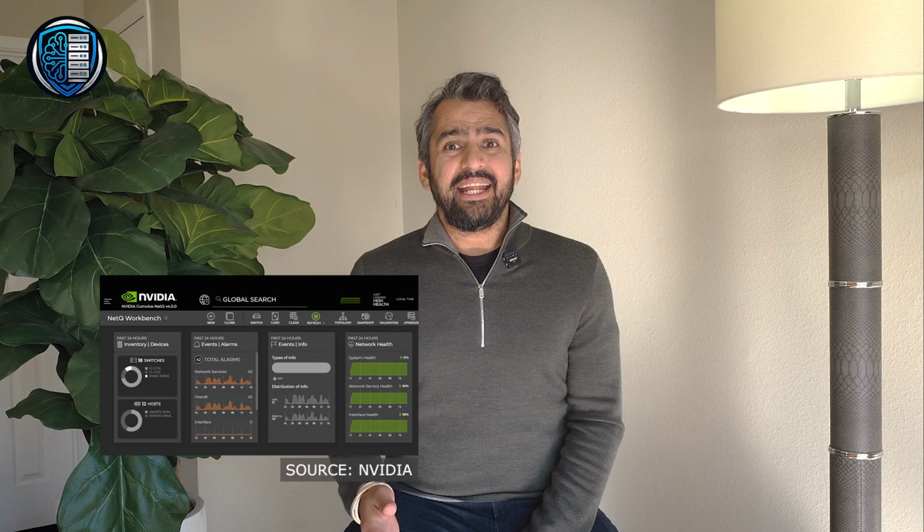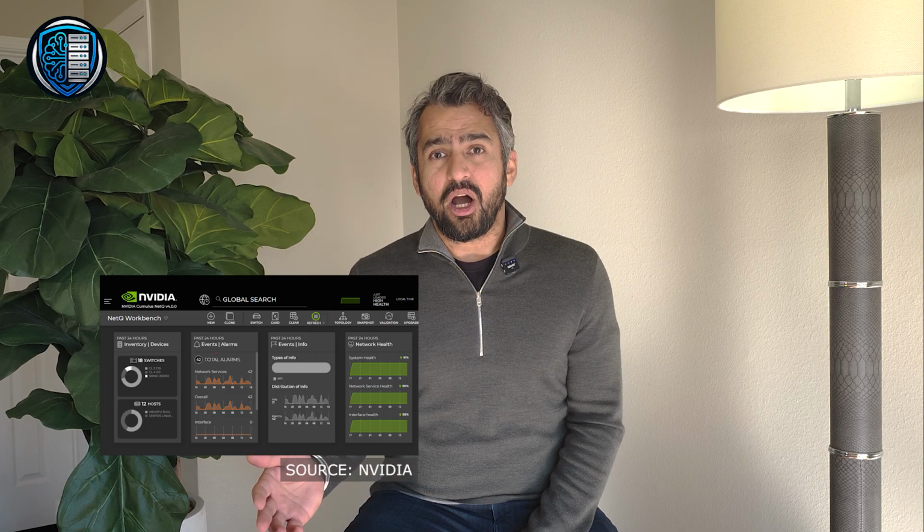You cannot check these counters via CLI on 500 switches. You need a platform. Let's look at the vendor toolsets. First is NVIDIA and NetQ. If you're running an end-to-end NVIDIA shop, NetQ is your cockpit.